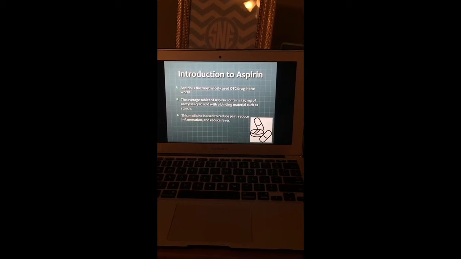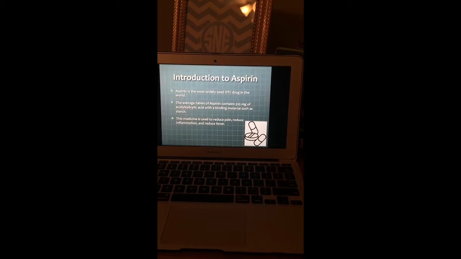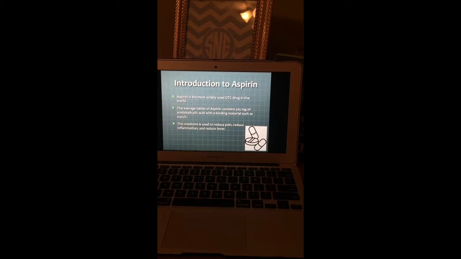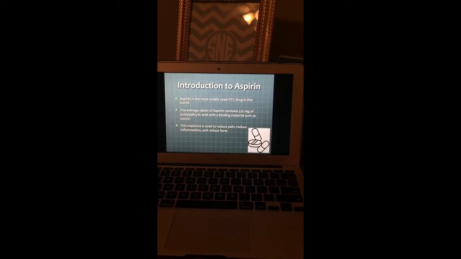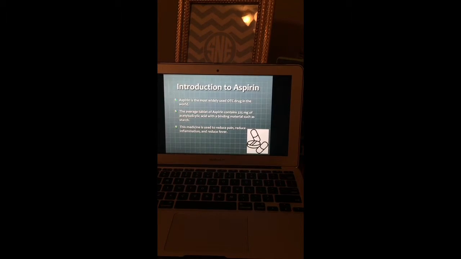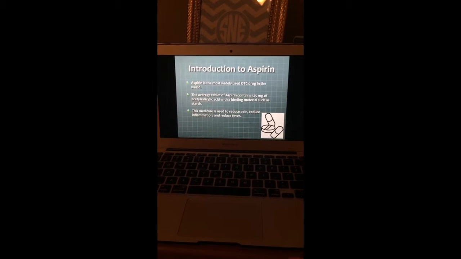Introduction to aspirin. Aspirin is the most widely used OTC drug in the world. The average tablet of aspirin contains 325 milligrams of acetylsalicylic acid with a binding material such as starch. This medicine is used to reduce pain, reduce inflammation, and reduce fever.